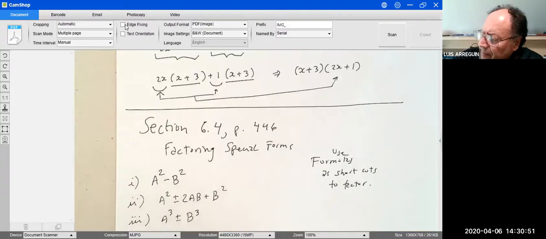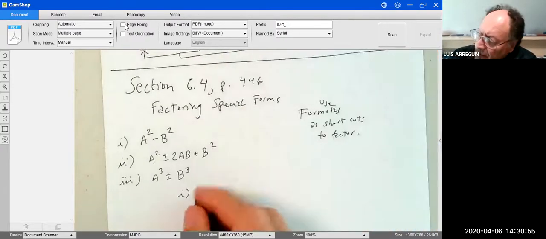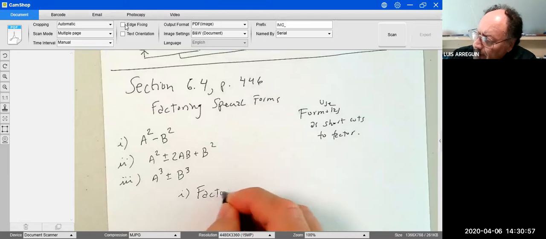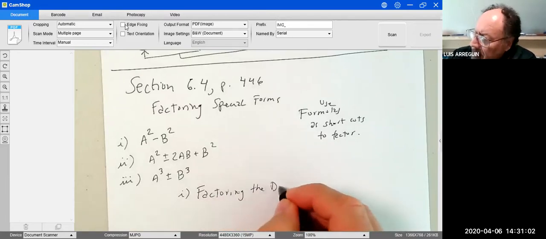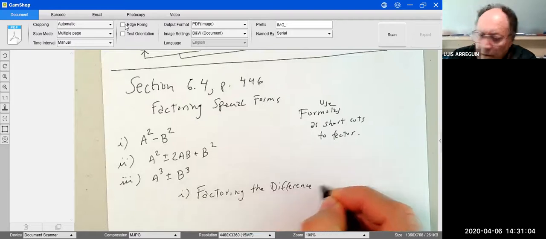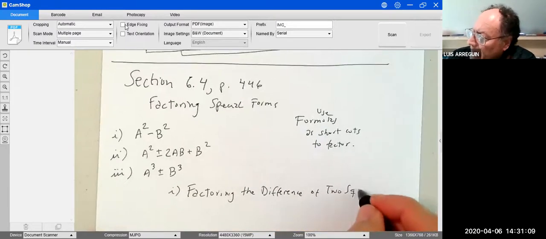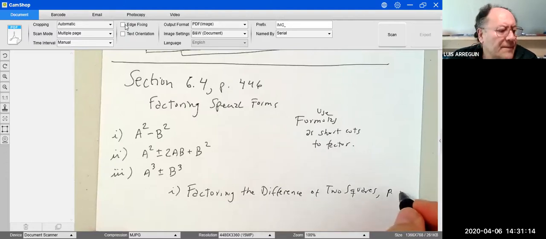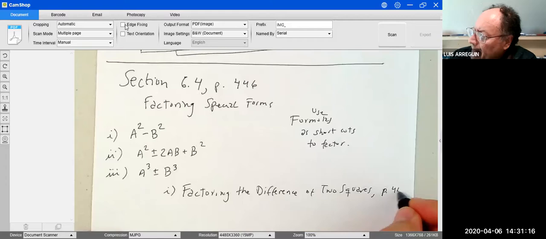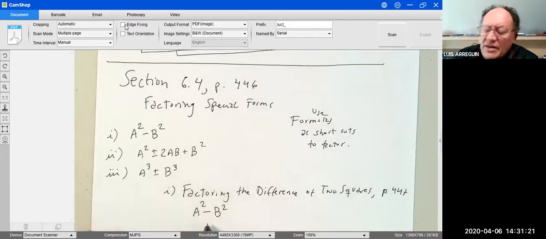So the first one is factoring the difference of two squares. So we're going to factor the difference of two squares. This is on page 447. So it's a squared minus b squared. So you have the difference of two perfect squares.